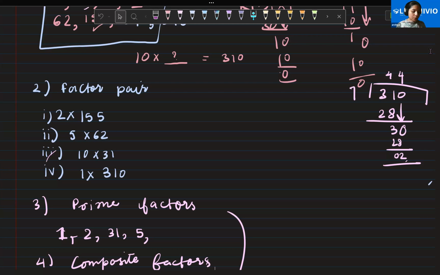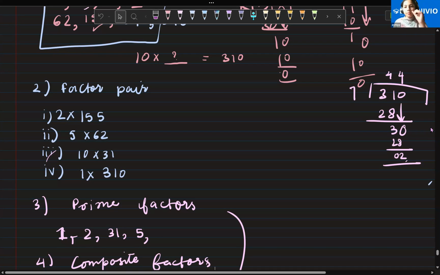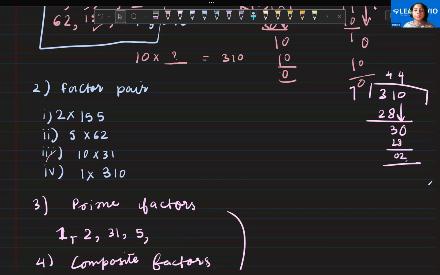Which part? Which question? The one where we have to do the division method of the prime factorization. Okay, wait, let me check. Give me 1 second. I'm going to open the portal and I'll check your answer sheet only. Okay, ma'am.